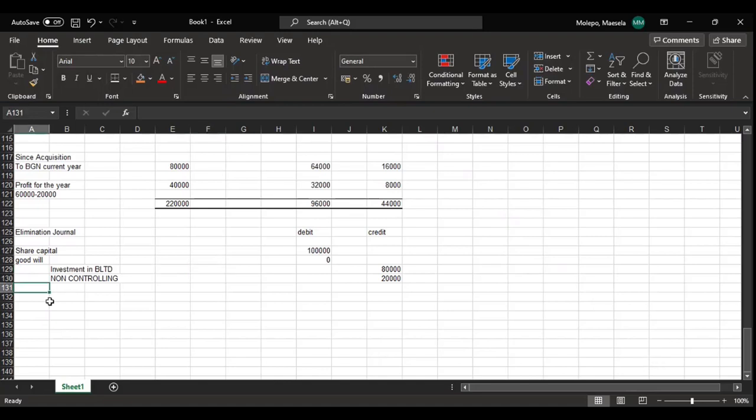And then we go to the retained earnings. The retained earnings is the one that is shown here. It will be this one.